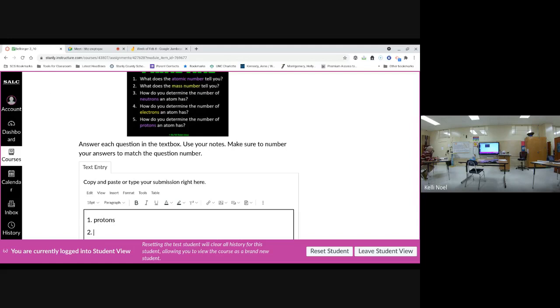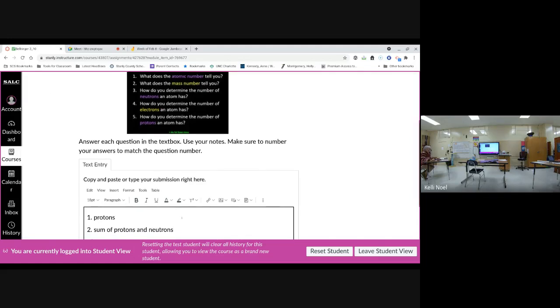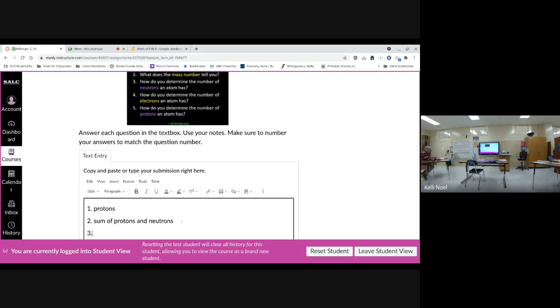Number 2, what does mass number tell you? What do we add together to get mass number? The protons and the neutrons. I guess I should say the sum of protons and neutrons. How do you determine the number of neutrons an atom has? What 2 things do we subtract? The mass number and the number of protons.